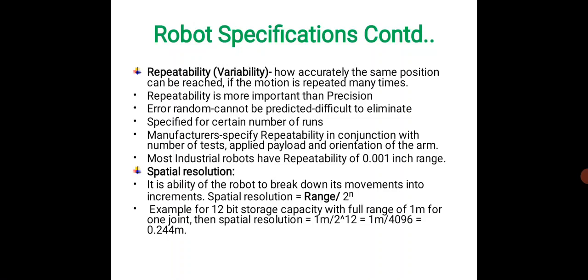Then the final thing is spatial resolution. Spatial resolution is how the robot can break down its movements into increments. Normally we have a range that is specified for spatial resolution. You can define it as range divided by 2 to the power n, where n is the number of movement steps, or how finely it can break down.